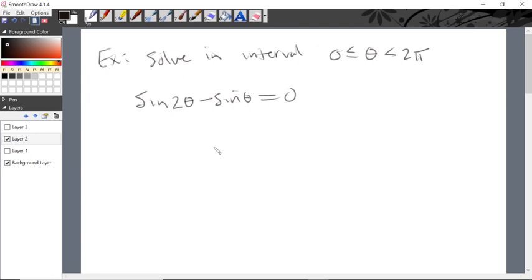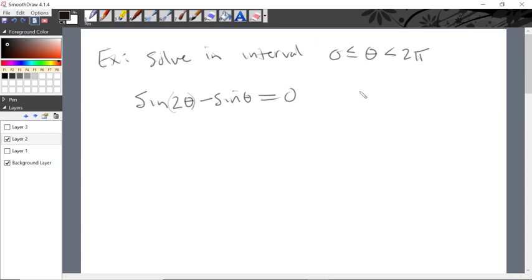So with this one, first off, we should be a little bit careful here. To solve this equation, we want to be careful to consider that 2 theta in the argument. We can't factor the 2 out. It's tempting to try to say that this is 2 times the sine of theta minus sine theta is equal to 0, maybe. But that's not true. We know that by looking at identities.